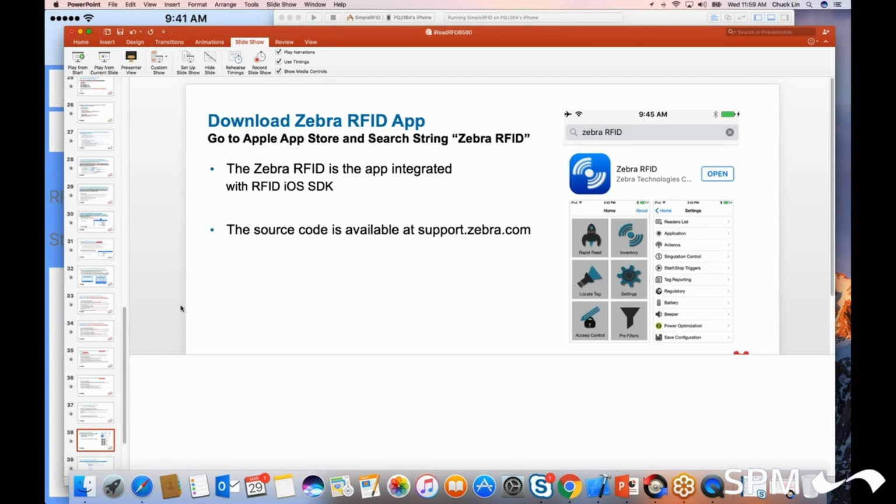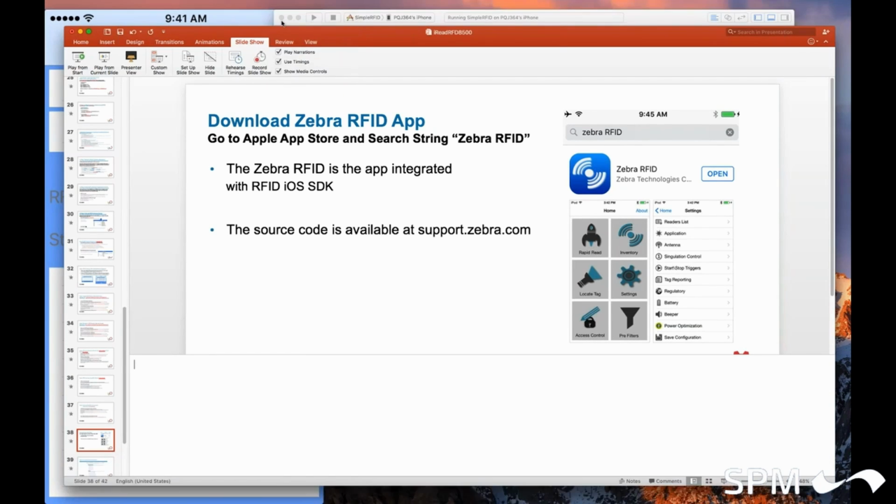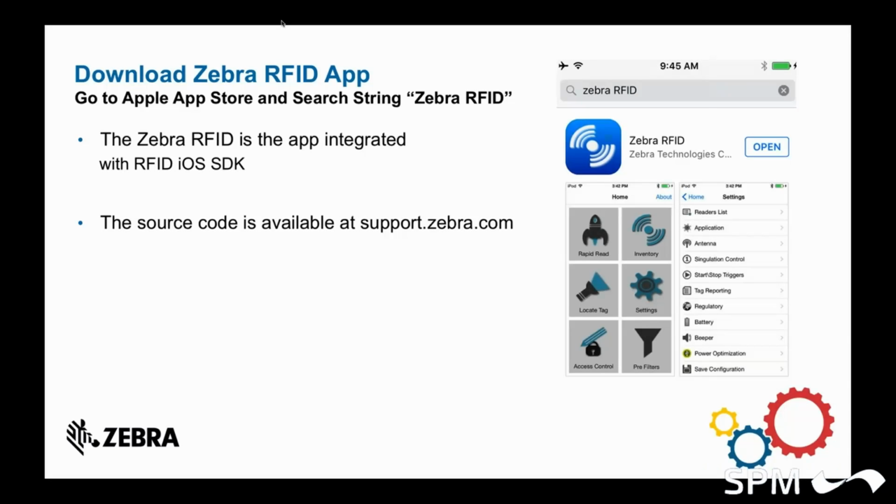So how do you download the Zebra RFID demo app? Let me start the slideshow. Just go to the App Store and type the search string Zebra RFID, and you can find the Zebra RFID demo app.